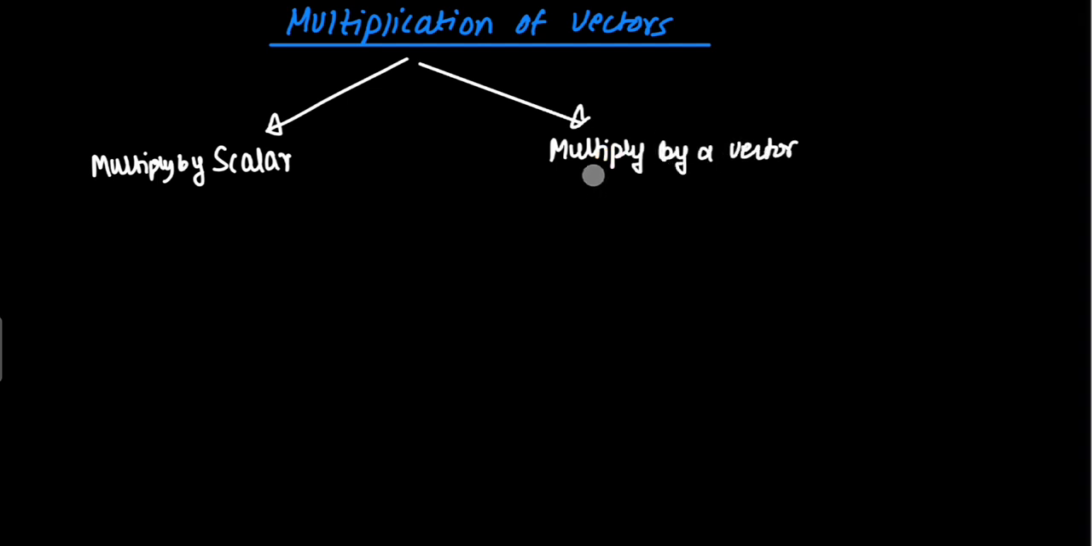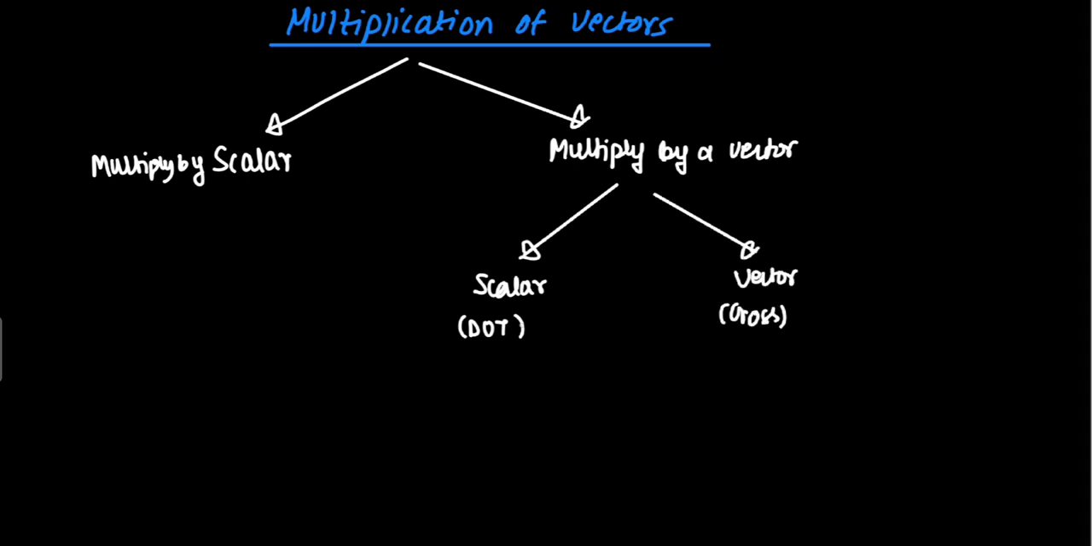So multiplication by a scalar and multiplication of a vector by a vector. And multiplication by a vector is again of two types. One is the scalar multiplication, that is known as the dot product, and one is the vector multiplication, that is known as the cross product. So the scalar multiplication of two vectors produces a scalar, and the vector multiplication of two vectors produces a vector.